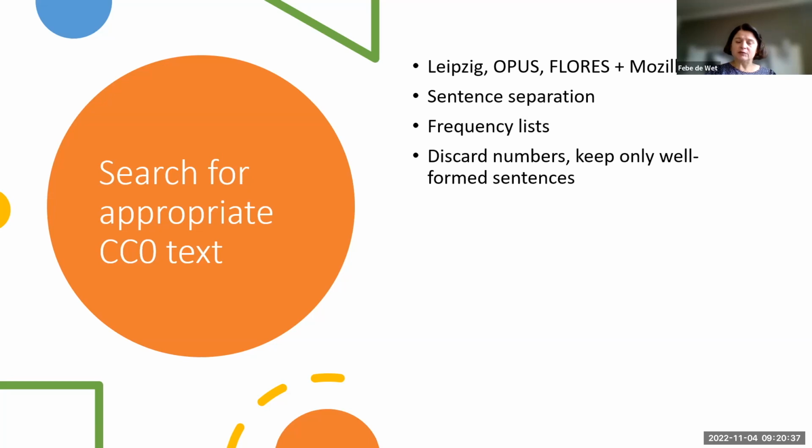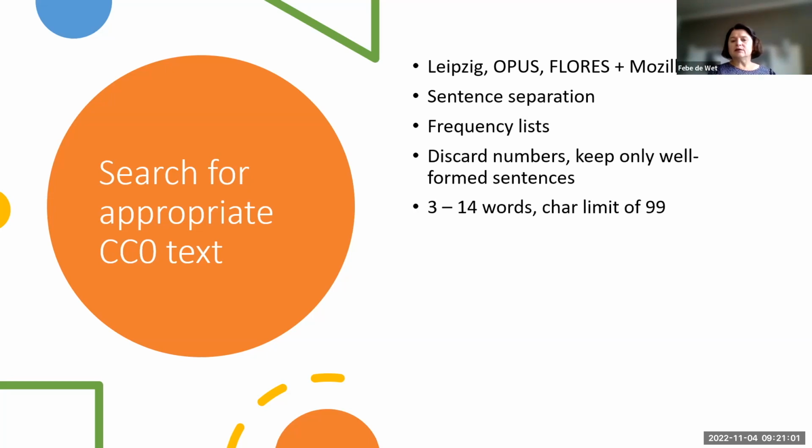And all of you who have looked at web text will know this, some lines contain only a phone number, only an email address, numeric data that doesn't really mean much. We also discarded sentences that are not well-formed. And in this case, well-formed means it starts with a capital and it ends with some kind of punctuation.